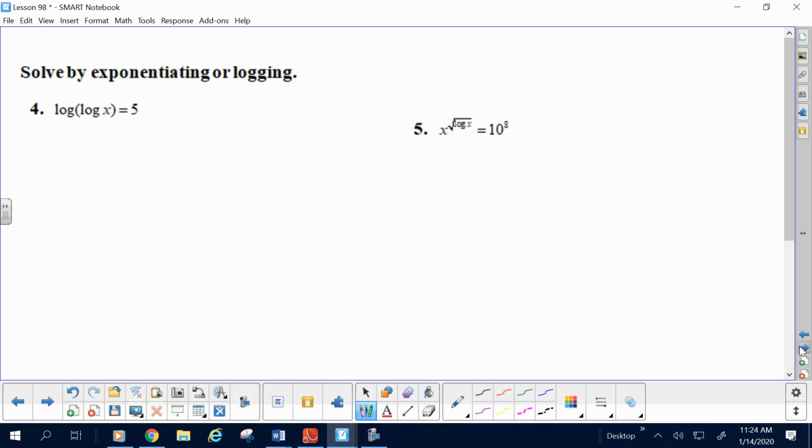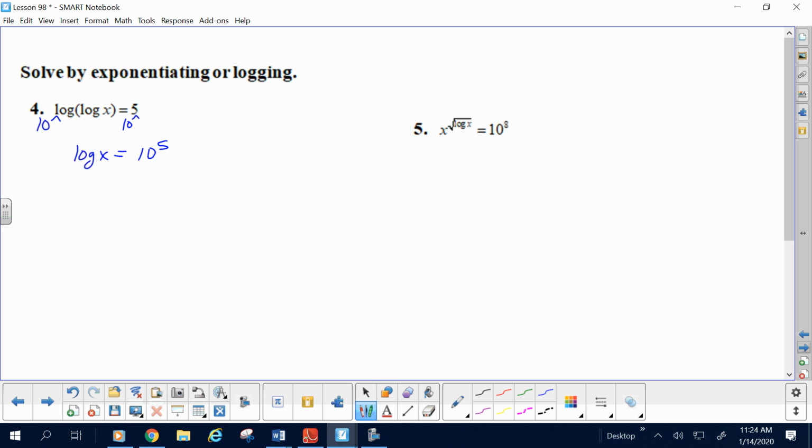What is the opposite of log, people? 10. Okay, so 10 each side. When I 10 each side, what is the left side going to become? Does it get rid of both logs or just the outer log? Just the outer log. So now we have log of x equals 10 to the 5th, or if you like, 1 with 5 zeros, which is 100,000.